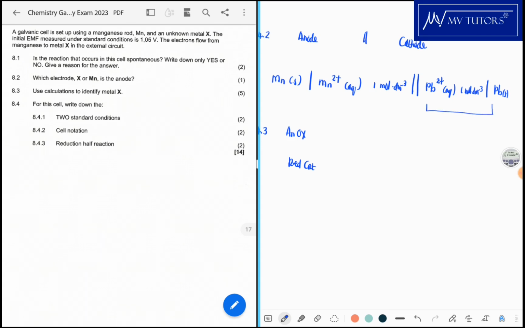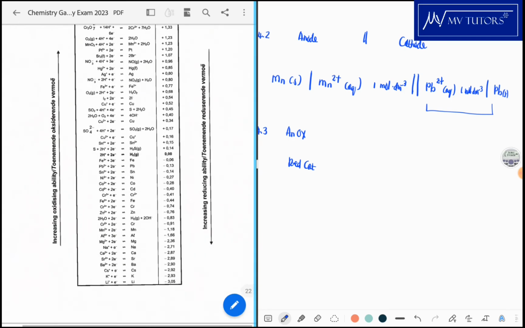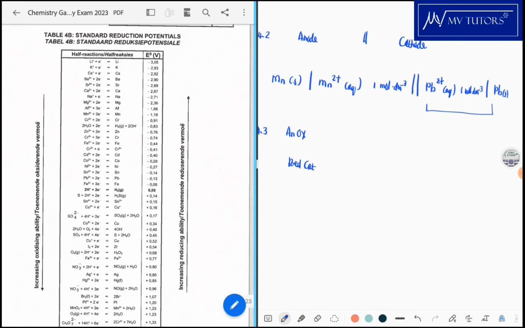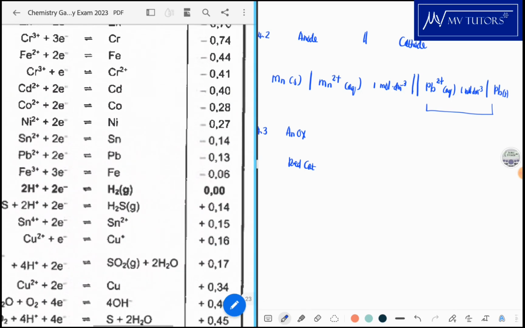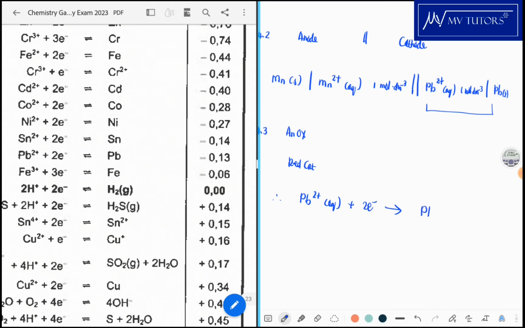And with the reduction half reaction, the way they present it in the table of standard reduction potentials is basically you're going to write it as it is, okay. If it's on the cathode side, you write it exactly as it is. If it is on the anode, you swap it around, okay. So the half reaction then becomes lead, the aqueous solution, okay, plus 2 electrons and 1 arrow. Please do not put the double arrow. It's not reversible. So yes, we have that, and then we're gonna get the lead solid.